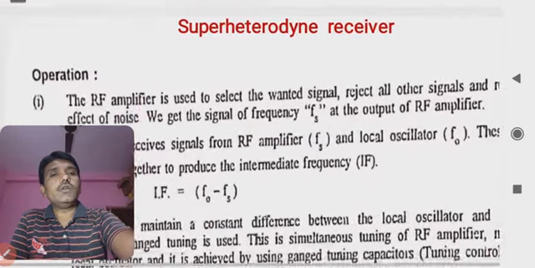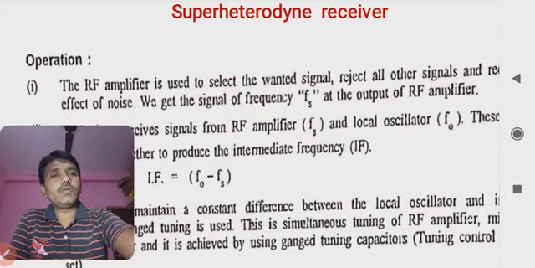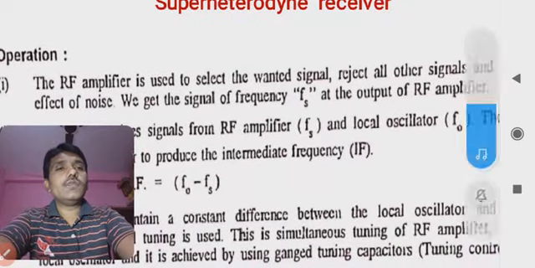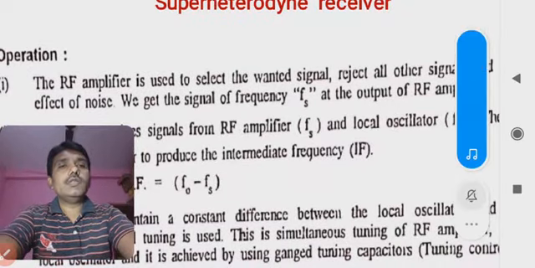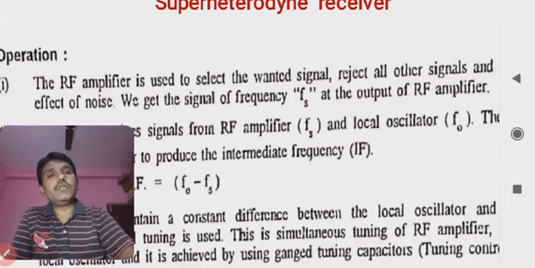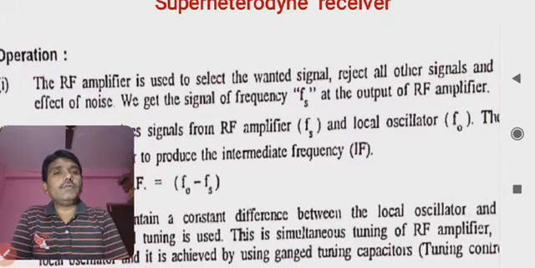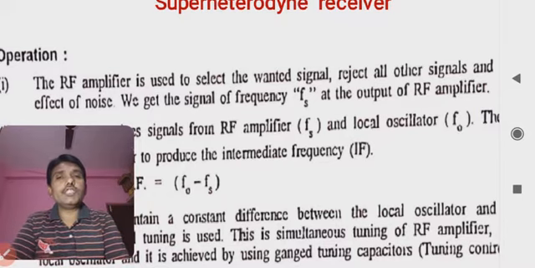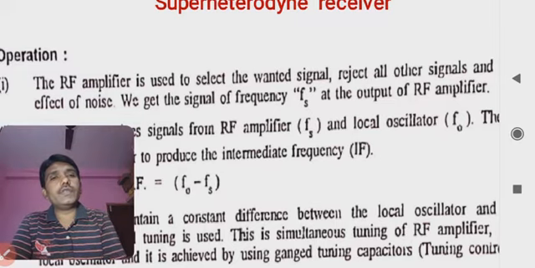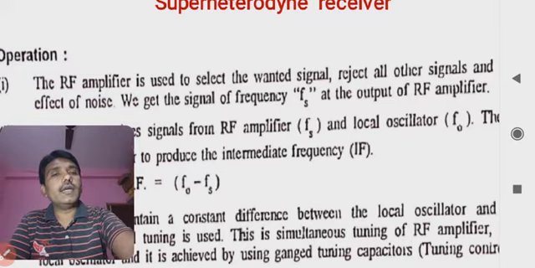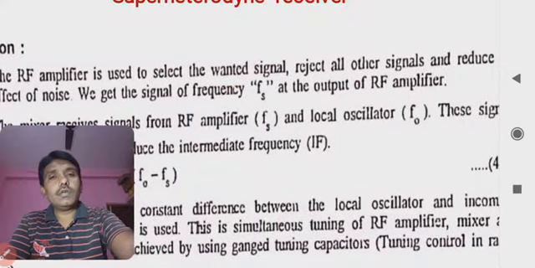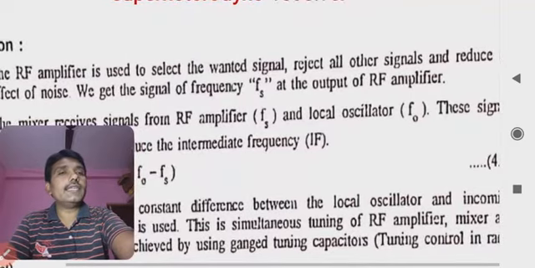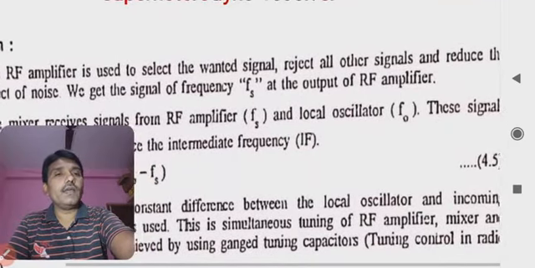Now the operation of this super heterodyne receiver: this RF amplifier is used to select the signal, and basically it rejects the unwanted signals at a particular frequency range, which is important. Suitable input signals are selected, and the unwanted signals are rejected by this RF stage.